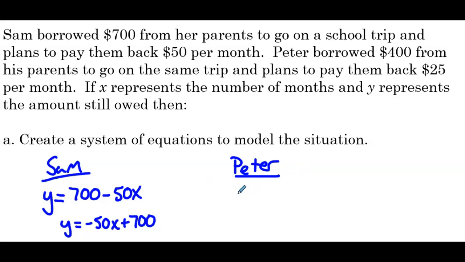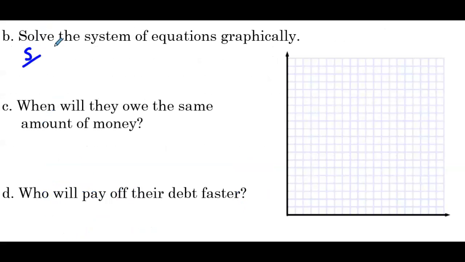And then for Peter, y equals, he only borrowed $400 and is paying them back at a rate of $25 per month. So $400 loan, and then he's going to subtract $25 each month, so 25x. So we have our two equations, and now we'll go to the graph. So we have Sam and we have Peter. So y equals 700 minus 50x, and y equals 400 minus 25x.